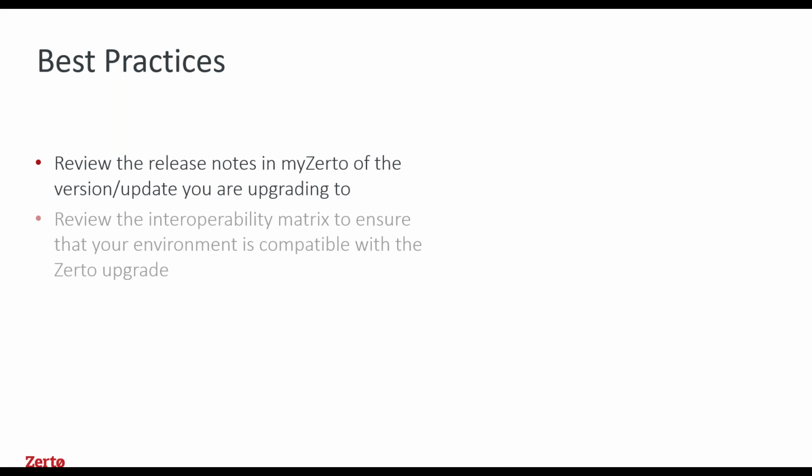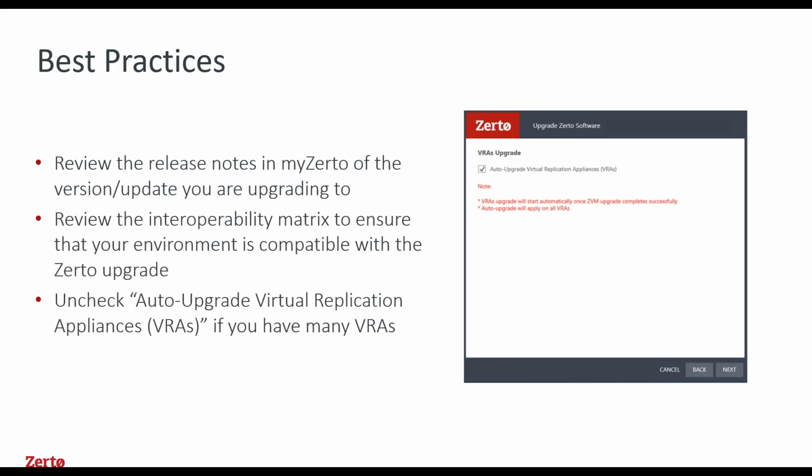Best practices. As stated before, review the release notes in MyZerto of the version update you are upgrading to. Along with that, review the interoperability matrix to confirm that the version of Zerto you are upgrading to is compatible with your hypervisor, hosts, vCloud, etc. And that goes vice versa when upgrading your environment. Confirm that Zerto is compatible with your environment.